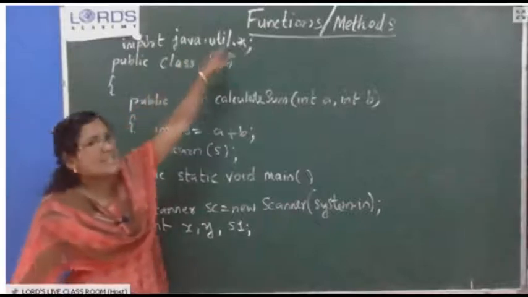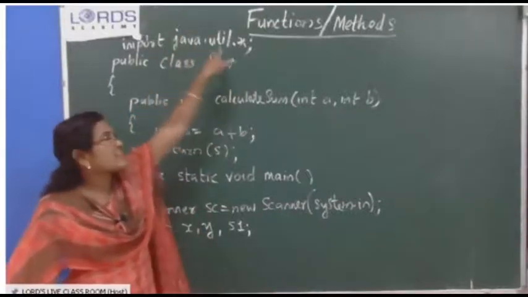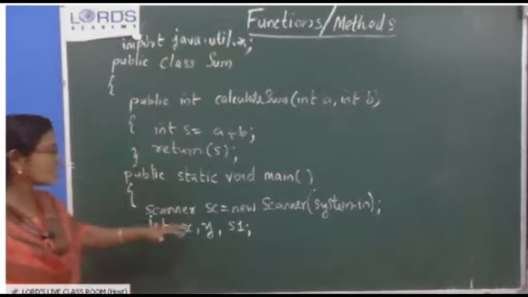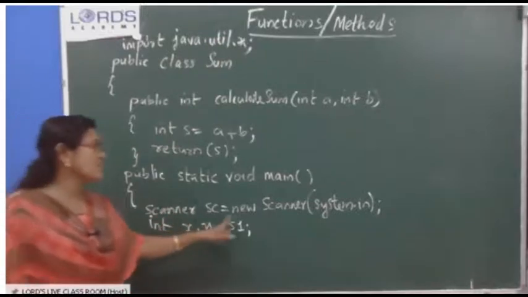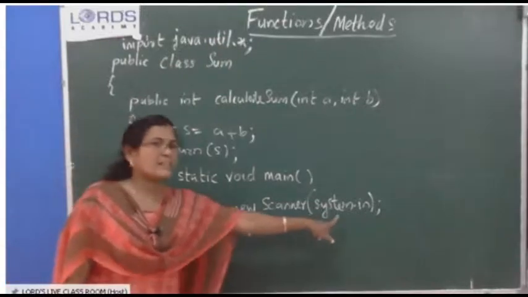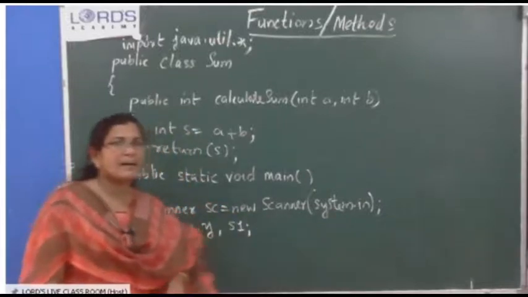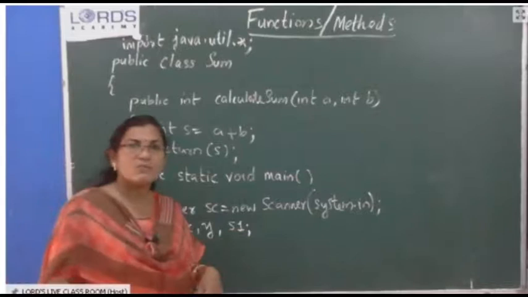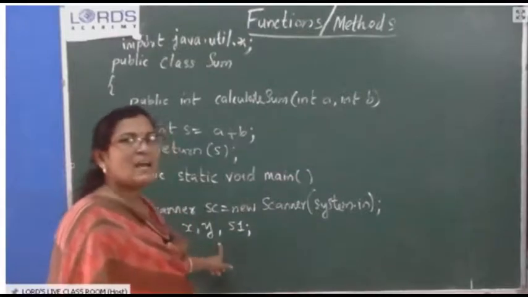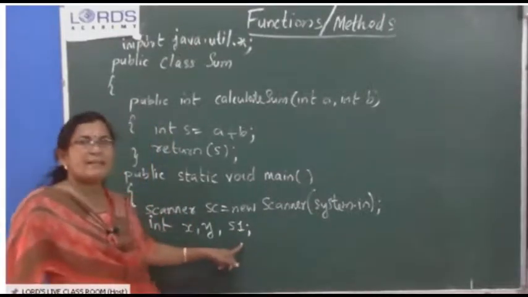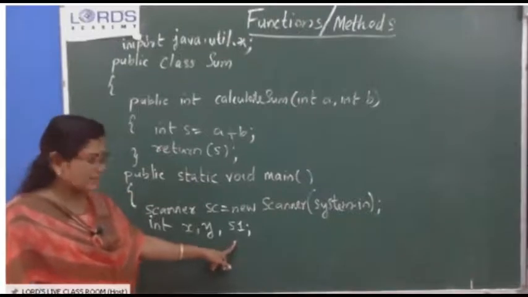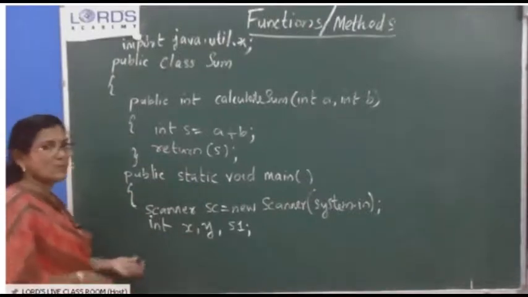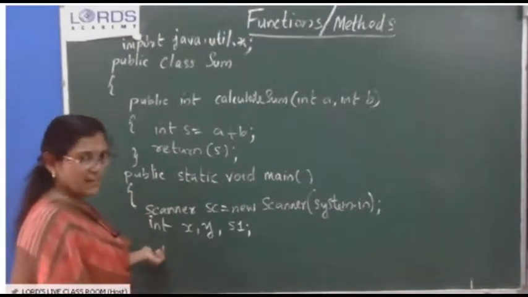Scanner class object is created. The utility package is imported here for using the Scanner class. So a Scanner class object is created and it is connected to the keyboard, the default input device. And int x, y: to accept two integers from the user, two variables are declared, and to store the sum, a variable s1 is declared here. So we have to display the messages interactively.